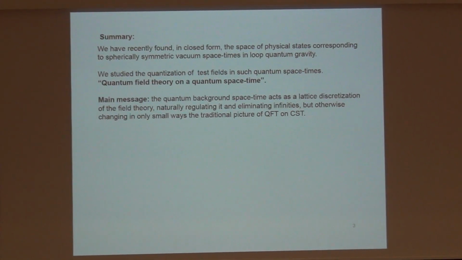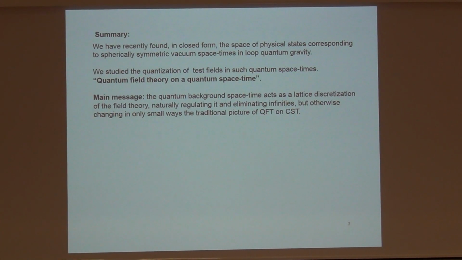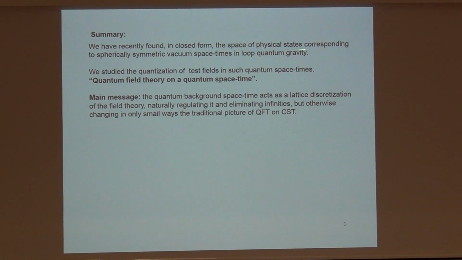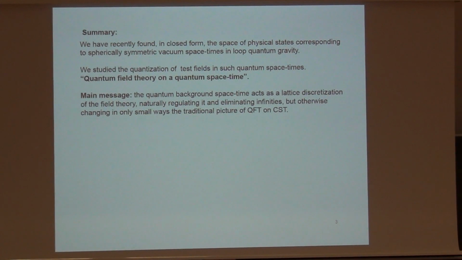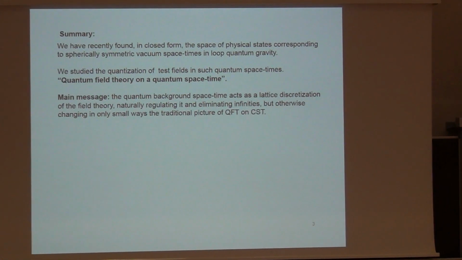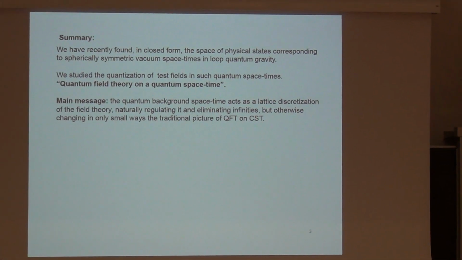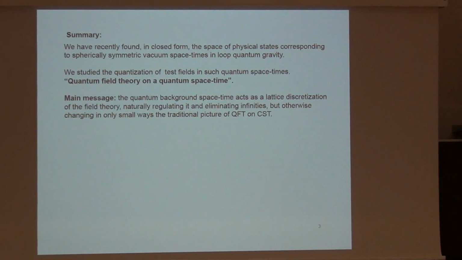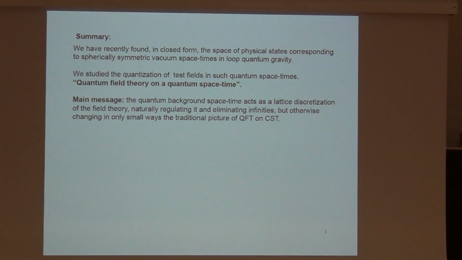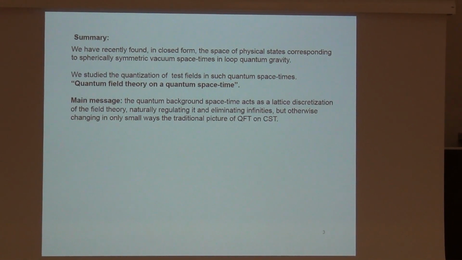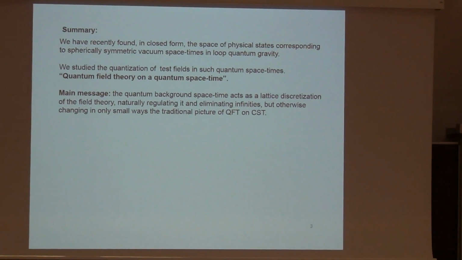So if you want a summary of what we've done, we have found in closed form the space of physical states corresponding to spherically symmetric vacuum spacetimes in loop quantum gravity. So essentially it's like the quantum version of the Schwarzschild solution. The exact solution in spherical symmetry with time independence. And we study quantization of test fields on those quantum spacetimes.